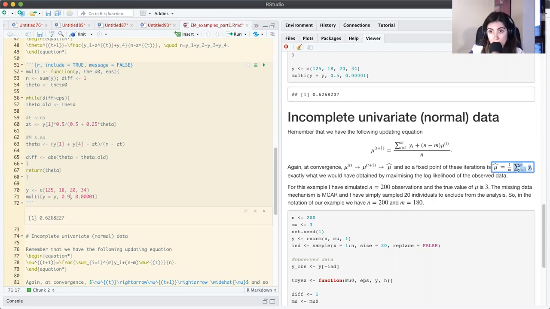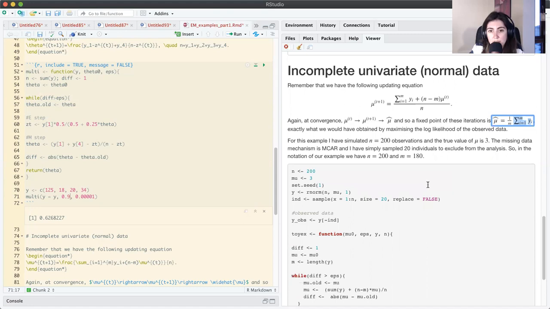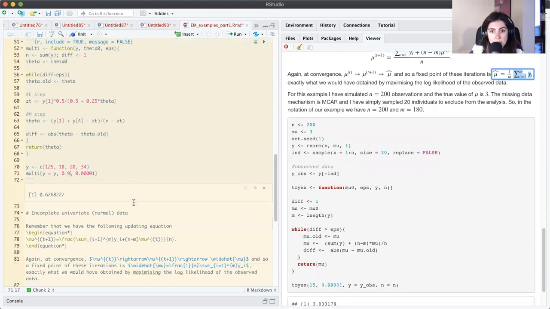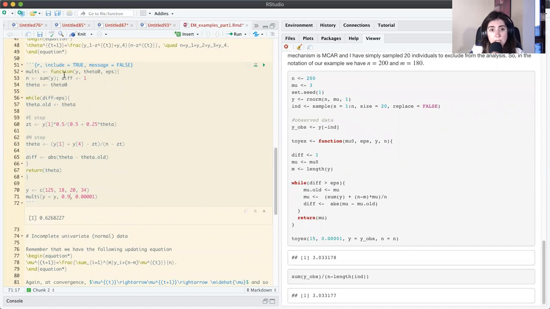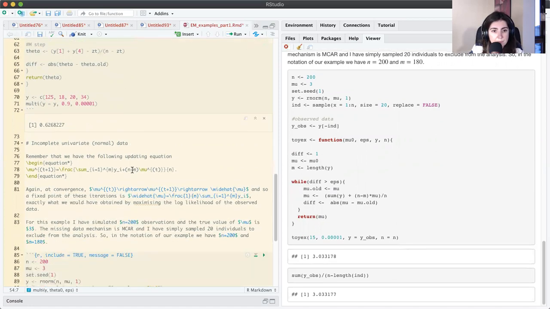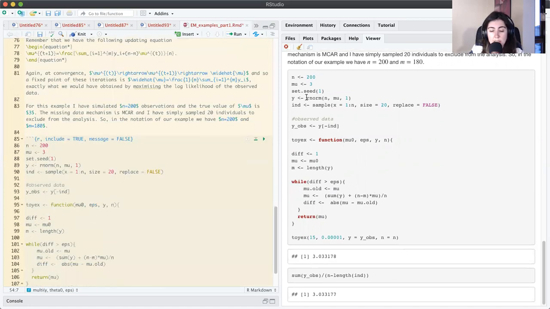Here it's a lot more work. I said don't be deceived, because the EM algorithm is useful, and next week we will see examples where we need it. But nevertheless, let's implement this, and it's exactly the same function. And here I have simulated data from a normal distribution with mean 3 and variance 1. So we know that our estimate needs to be close to 3.